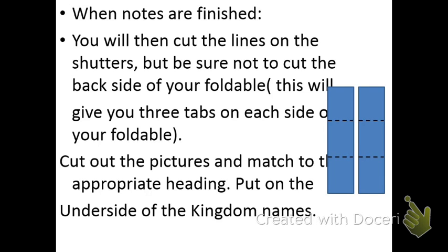Now, we finished our notes. So if you, again, you've got your foldable wide open. You see the black lines that are drawn. You want to cut between eubacteria and fungi, between fungi and animal, between archaebacteria and protist, and between protist and plants. So that's going to give you 6 shutters. And then you have got a page of pictures to match and put underneath the appropriate heading.